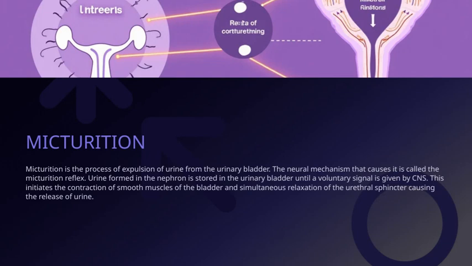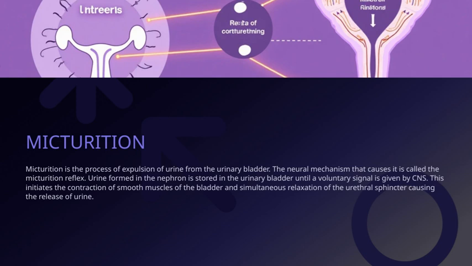Micturition is the process by which our body expels urine from the bladder. It might seem simple, but it actually involves a complex neural mechanism known as the micturition reflex. Now, urine is initially formed in the nephron, which is the functional unit of the kidney, and it gets stored in the urinary bladder until our brain signals that it's time to go.